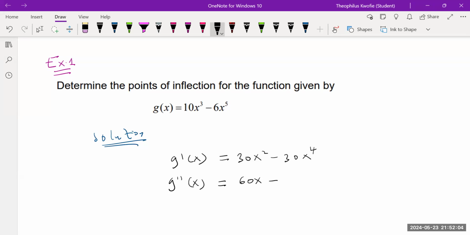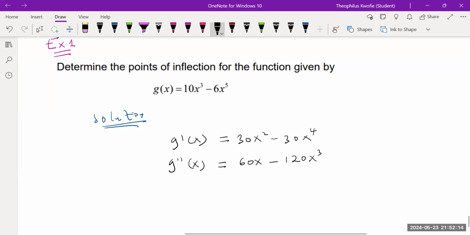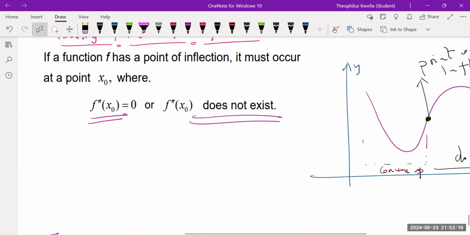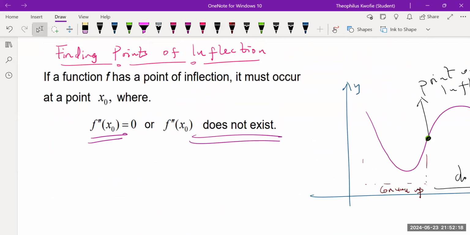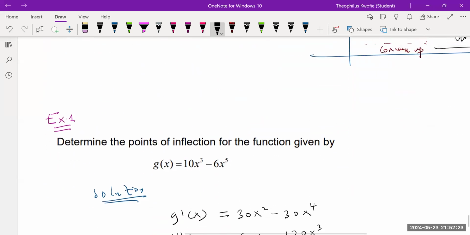Minus what? 120x to the power 3. Is that okay? All right, so that's what we have. But remember the definition said that we should set such second derivative to 0. Is that okay? Very good.